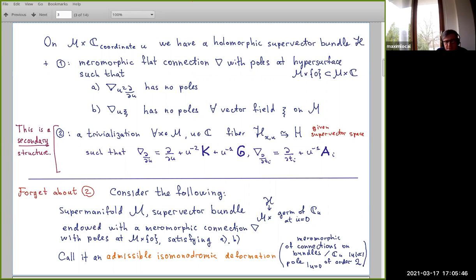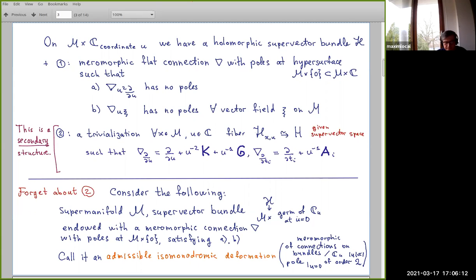And similarly, if I consider any vector field in the first coordinate, in the first factor M, any vector field psi, and multiply by u, we still get a vector field on M times C, and if we take a lift of this, then it has no poles at all. So it's a similar condition. In fact, I formulated things in the trivialization, and for me it will be a secondary structure.